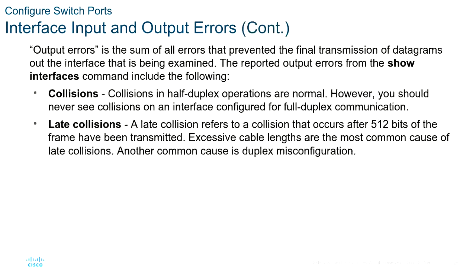Collisions in half duplex operations, that's normal. If we have half duplex hubs, we're going to get collisions. We have a method of recovering from the collisions. But on a full duplex line, you should never see any collisions. Duplex misconfiguration or cables too long can be a cause of late collisions.